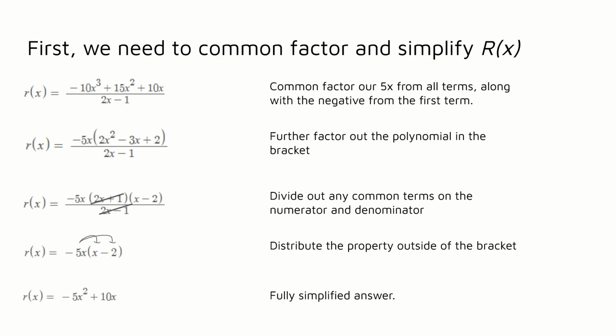And so basically, you want to find a common denominator. So that's going to be 2 times 2x plus 1. And then you're going to have a bunch of numbers on the numerator.